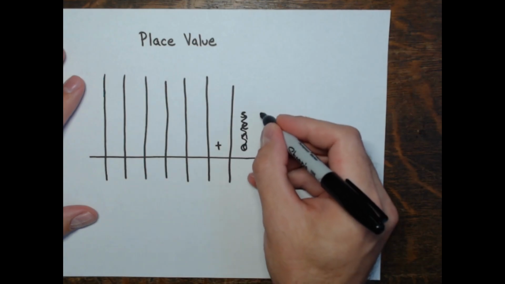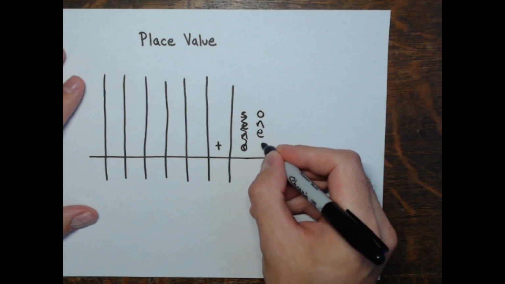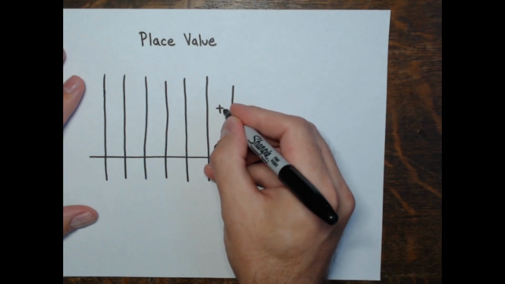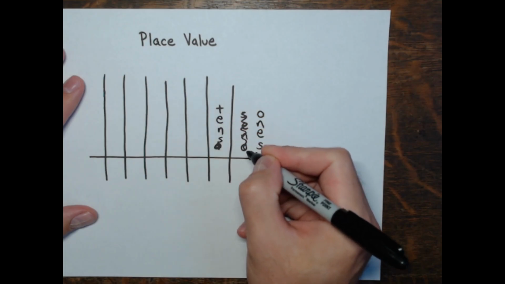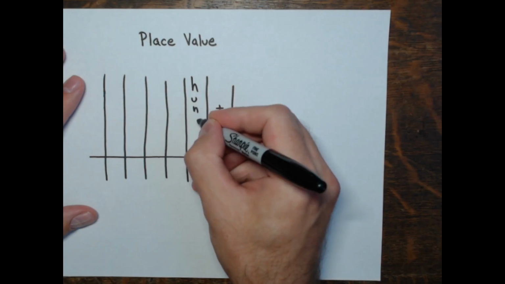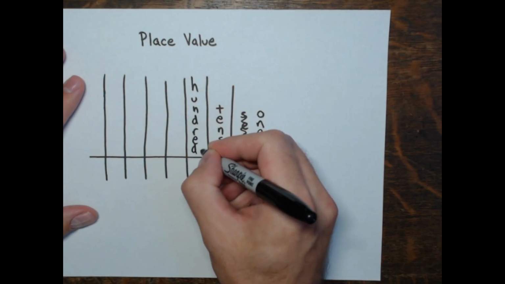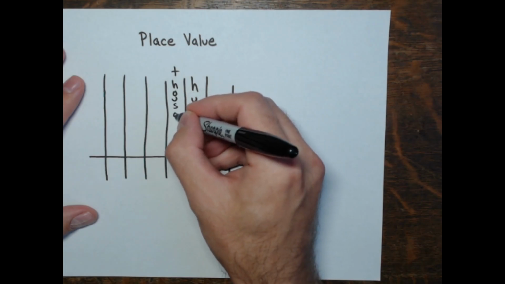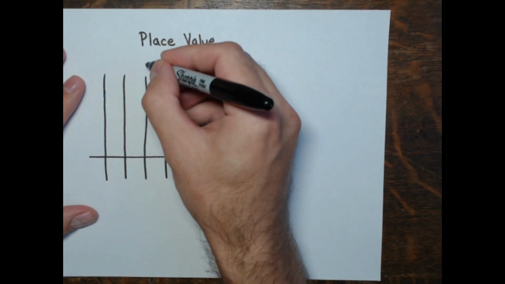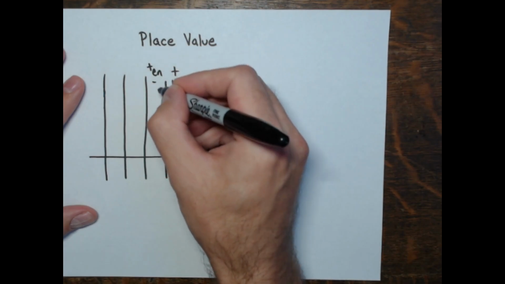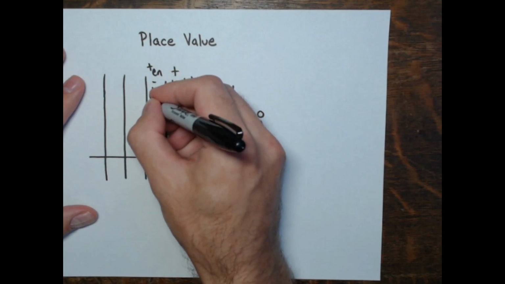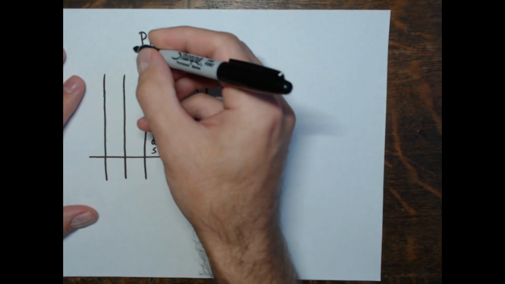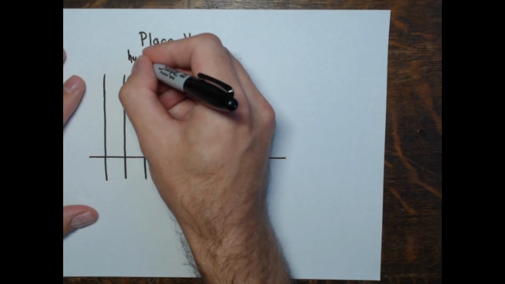Maybe I should write it the other way. Looks better going down. So this will be the ones place, and then this is the tens place, the hundreds place, the thousands, the 10,000s. Let's do 10,000s like this. The 100,000s.